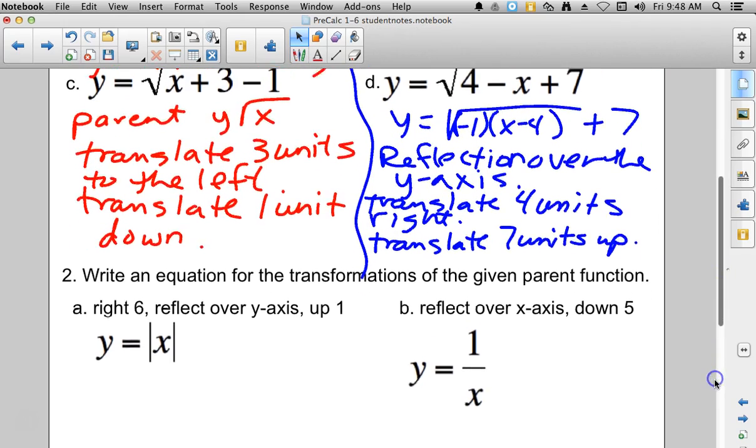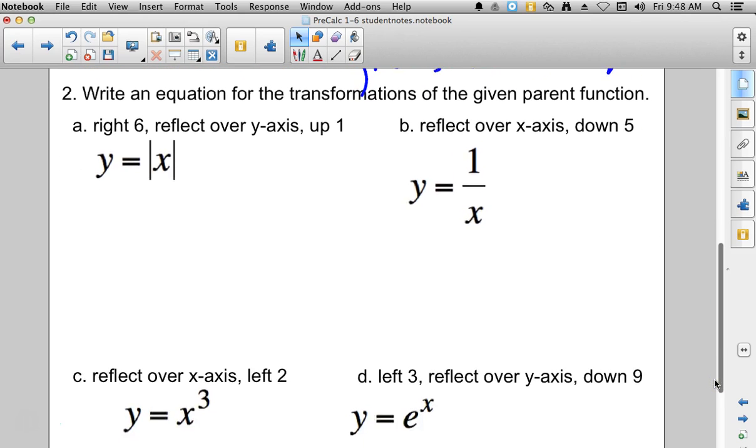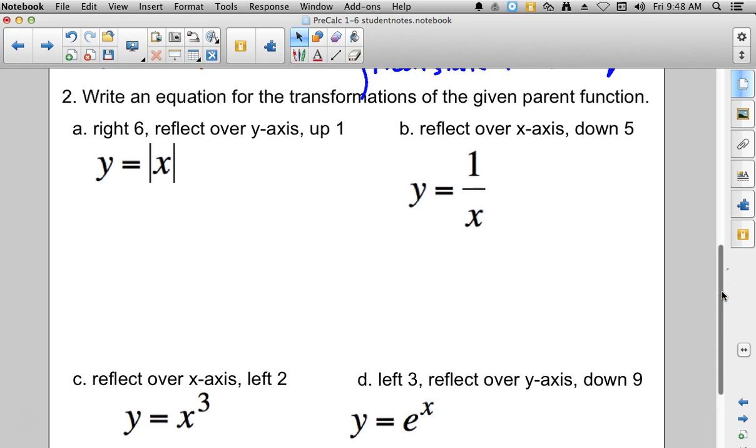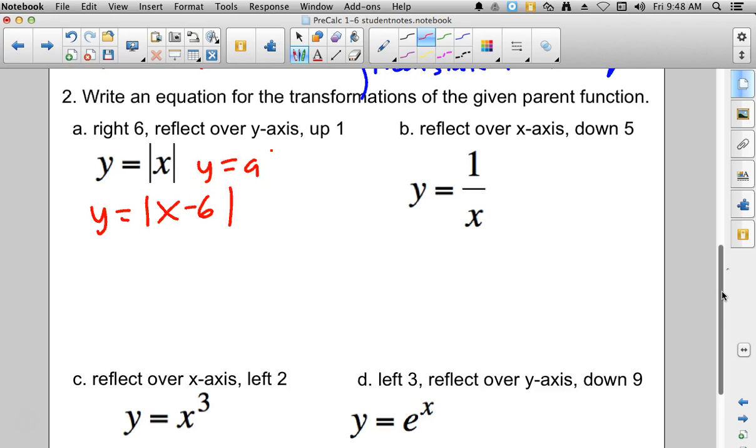So down here it says, let's make some stuff happen to our parent functions. Write an equation for the transformations of the given parent. And A says we're going to move that little puppy right 6. So what do? If it's to the right, does it have to be inside the absolute value bars or not? It has to be. How do we make it go right? Good. Exactly.